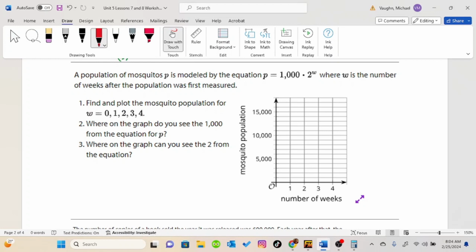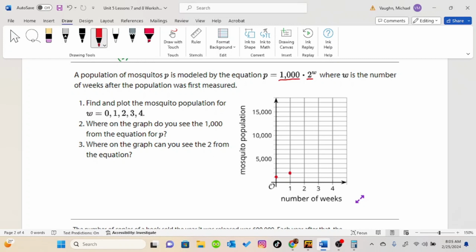So first, if we look at the equation, 1,000 is the number by itself, so that is our y-intercept. We can put the first point when W equals 0 at 1,000. Next, we're going to look at the factor, and the factor is the number with the exponent. So now, each week, we are going to double. So if we start at 1,000, a week later, we are going to double to 2,000.